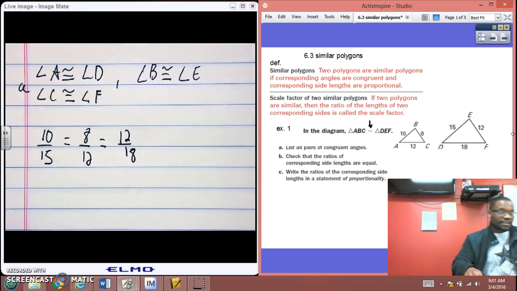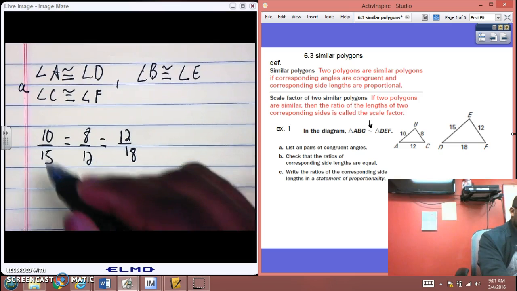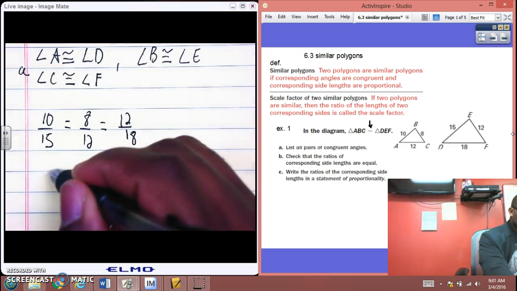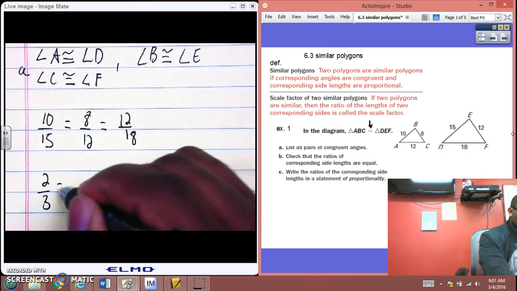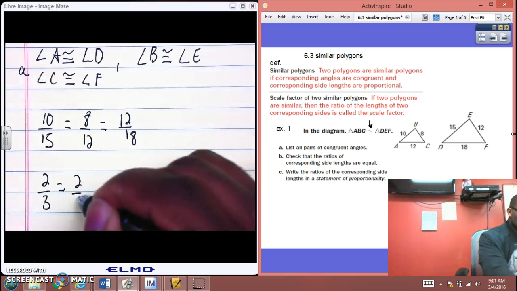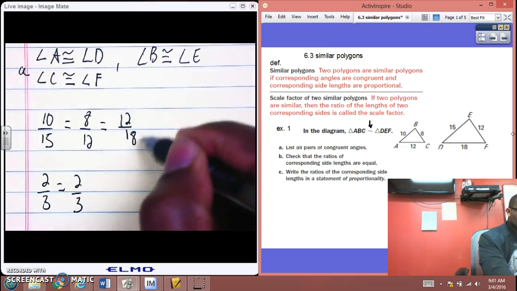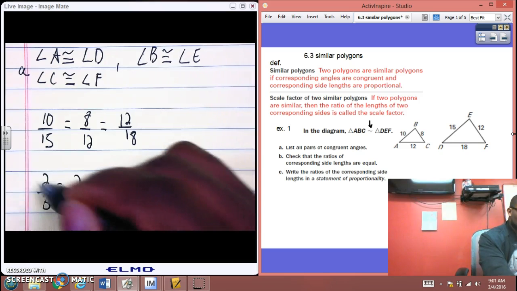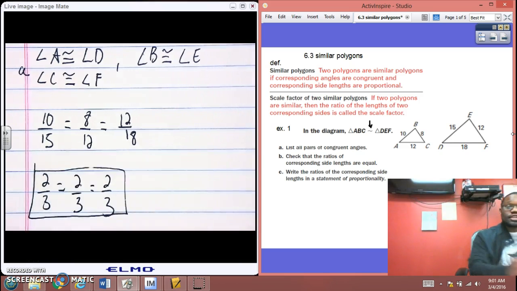The way they look now, they're not. But if we simplify this fraction, this becomes 2/3. If we simplify this fraction, it becomes 2/3. If we simplify this fraction by 6, this becomes 2/3. You see how all the ratios are equal?